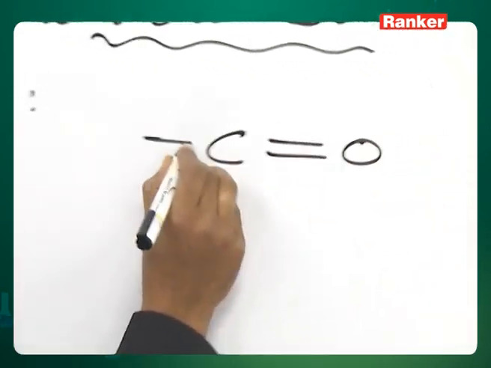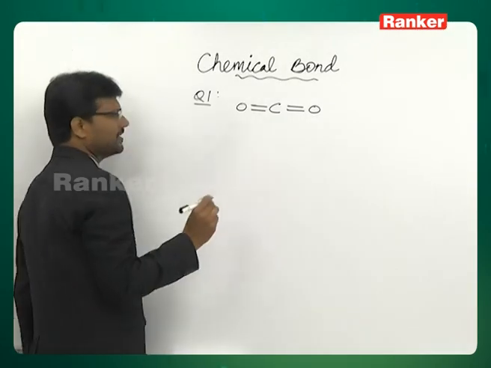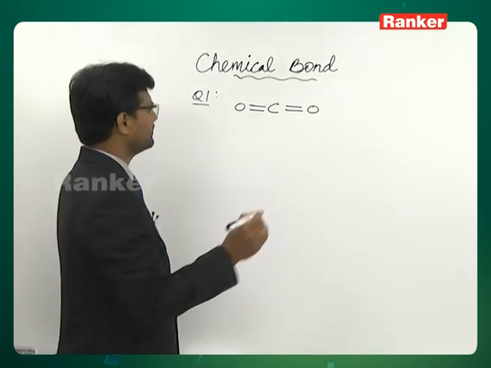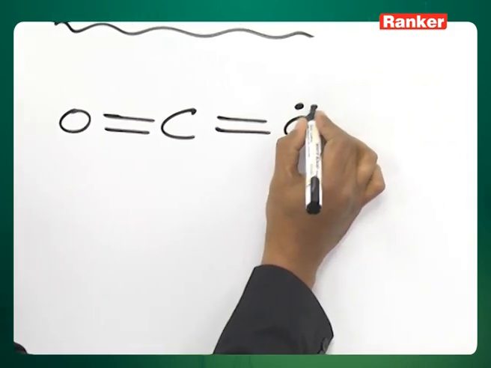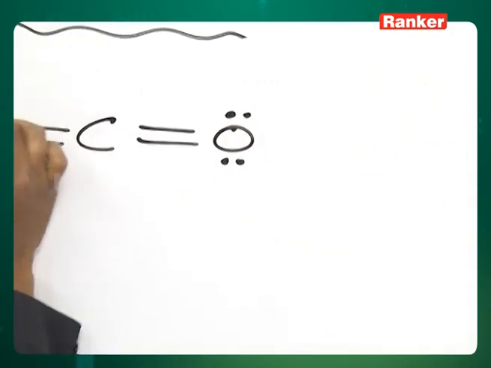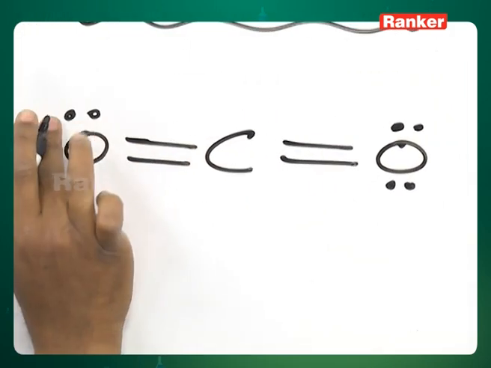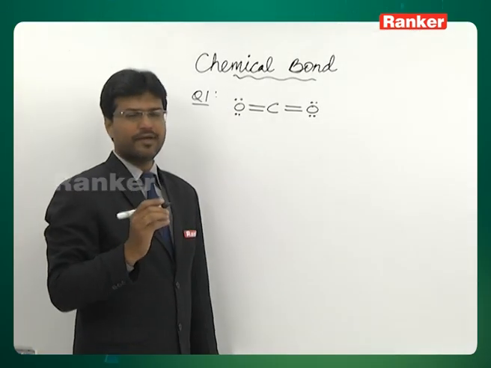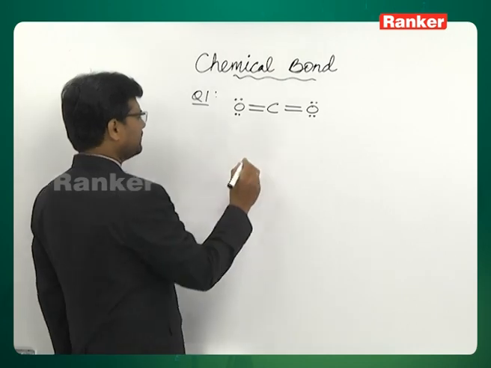This is CO2. The central atom carbon is surrounded by 4 bond pairs, so it is octet. And the surrounding atom oxygen is having 2 lone pairs and 2 bond pairs, so it is also having octet configuration. So CO2 is obeying octet rule. Look at PCl3.